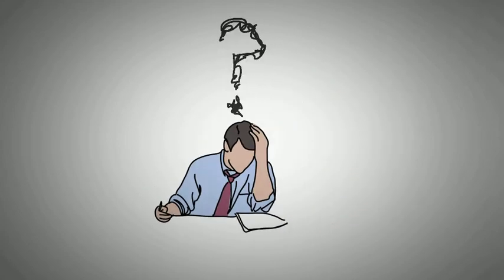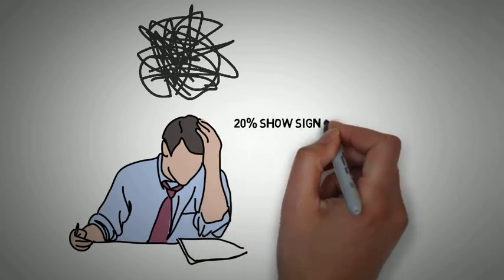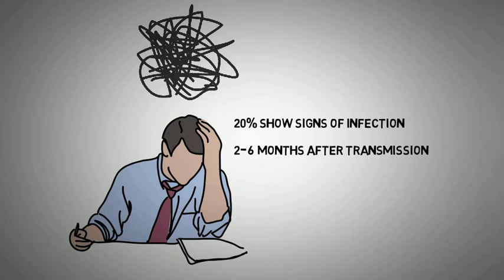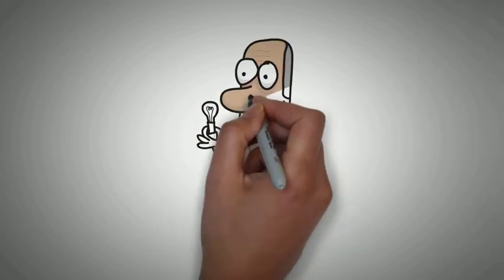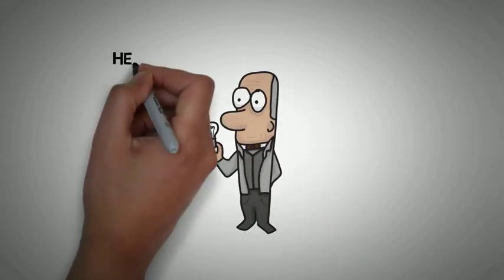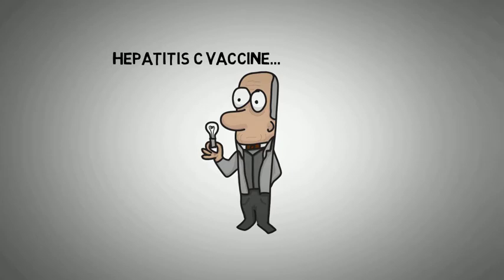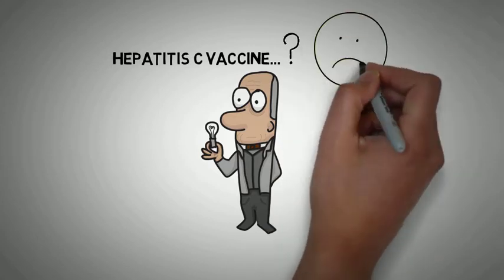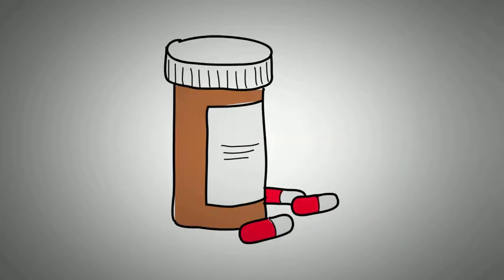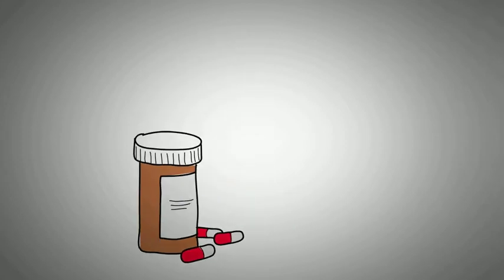Symptoms for the disease are rare, with only 20% of those infected experiencing some sign of infection, and usually 2 to 6 months after the initial transmission. While scientists have been trying for decades to develop a hepatitis C vaccine, no one has been successful yet. Fortunately, medications can now treat people with hepatitis C and even cure them in acute cases.